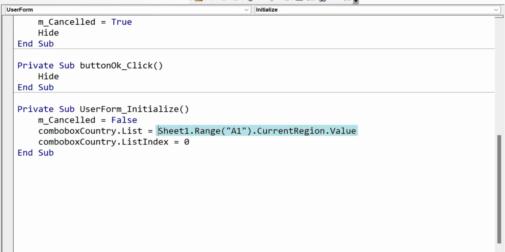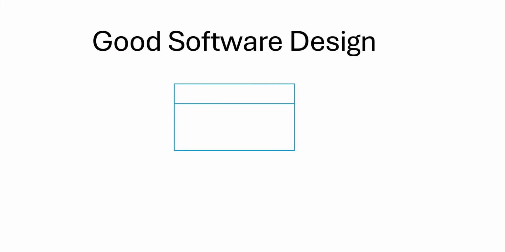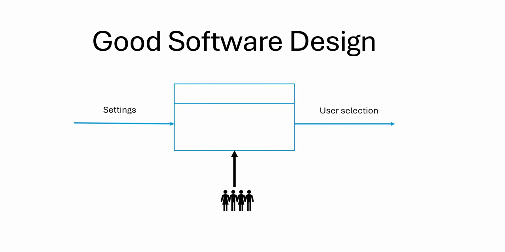The reason we don't want to do it is as follows. For good software design, what we want to do is provide settings to the user form when we load it. So settings come in the form of properties. We set the properties. Then the user makes some kind of selection and then we retrieve the user selection to the calling code. And again, that's done through the use of properties.